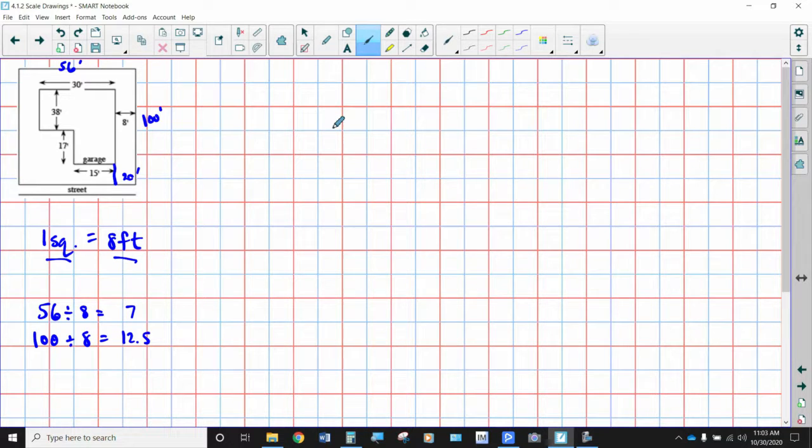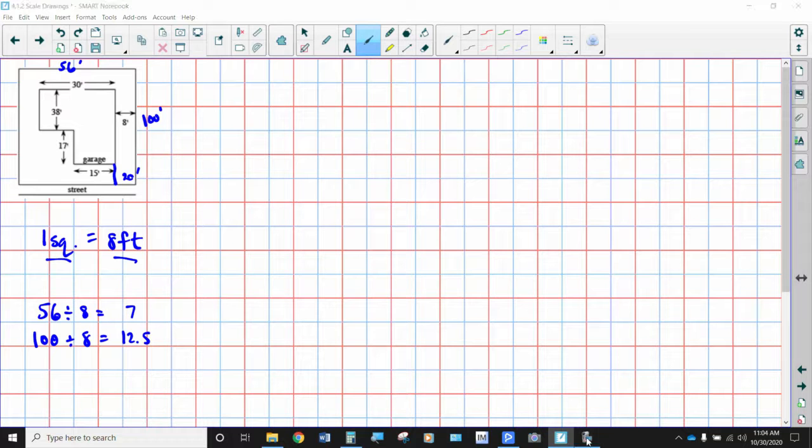If you have room on your graph paper to create a rectangular lot that's properly proportioned to these dimensions, you can choose 1 square is equal to 4 feet or 1 square is equal to 6, though probably wouldn't do 6, because then you're going to get a couple of decimals there. Probably 4 or 8 would be the best way to do it. So I'm going to pause and I'm going to create the lot.